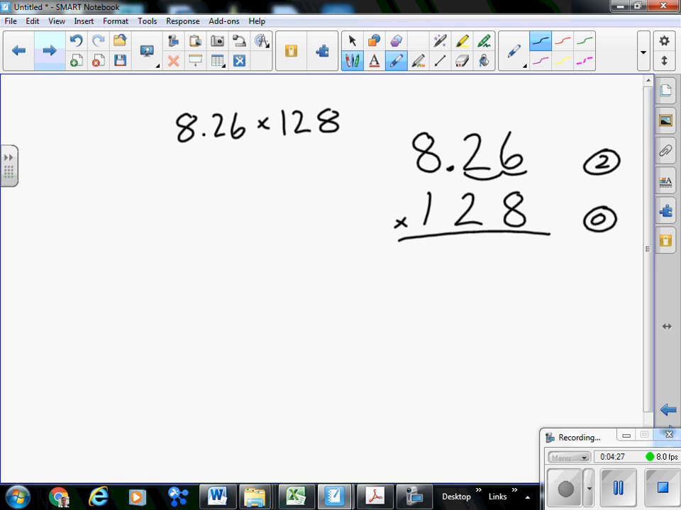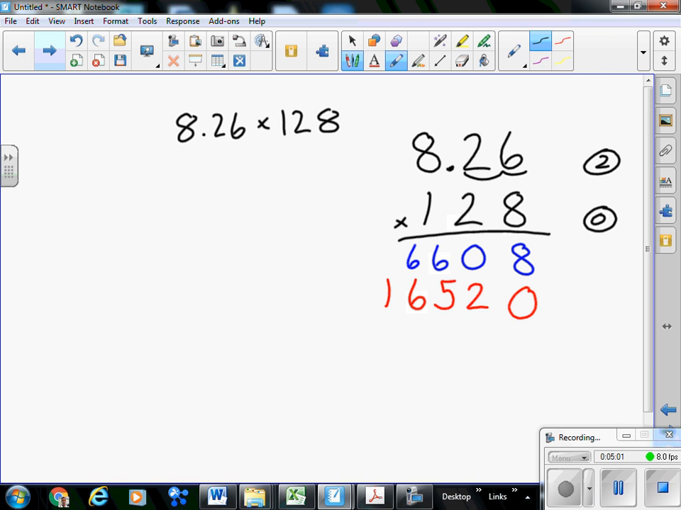Okay. First partial product. 8 times 6 is 48. 8 times 2 is 16, plus 4 is 20. 8 times 8 is 64, plus 2 is 66. Erase. Add a 0. 2 times 6 is 12. 2 times 2 is 4, plus 1 is 5. 2 times 8 is 16.